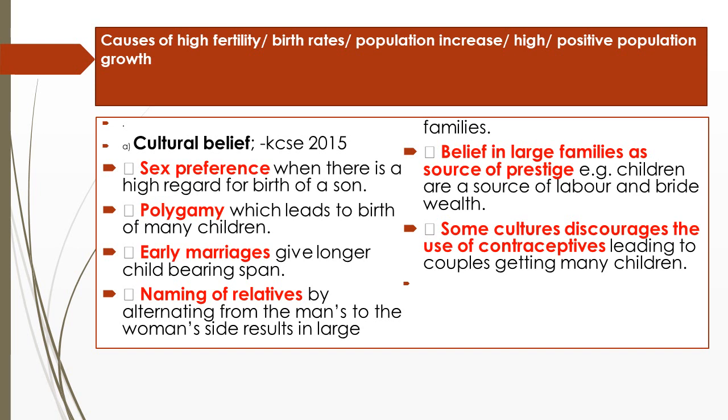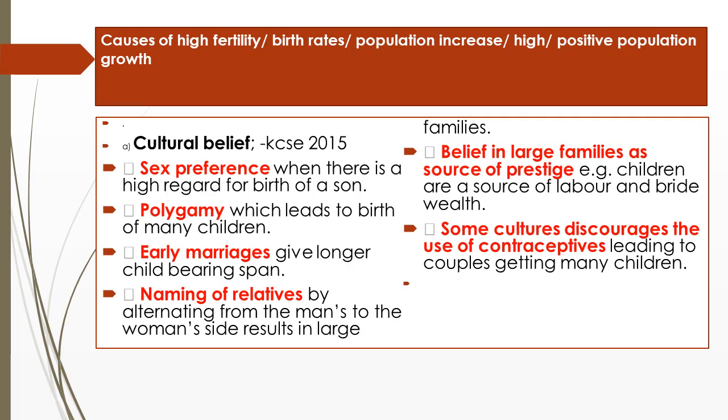We have also cases where we have early marriages. Somebody is married off at a very young age, maybe ages of 13, 15, and so this person has a longer childbearing span, and because of that means that this person is active from maybe 15 to around 50 years. So that period she has the capacity to have more children. That one means that the high birth rate or high fertility rate is high.